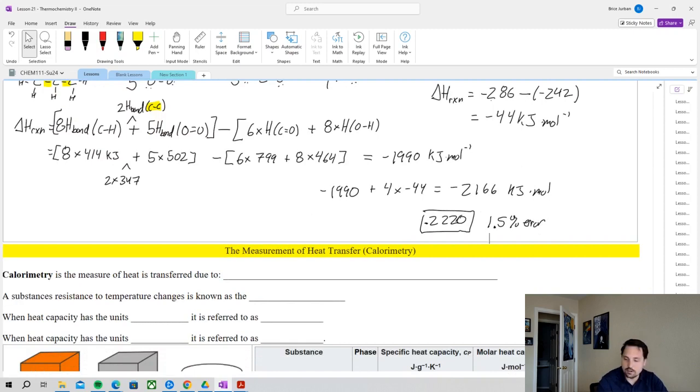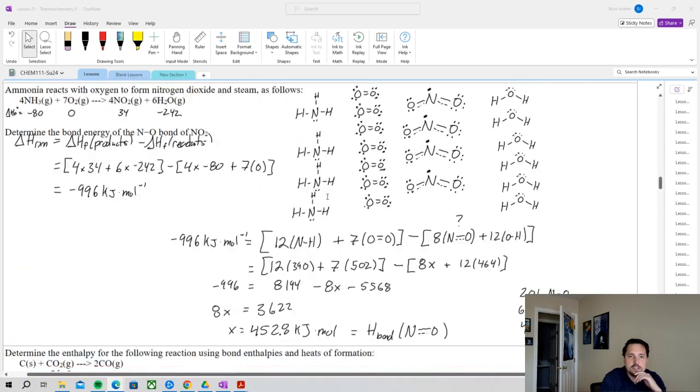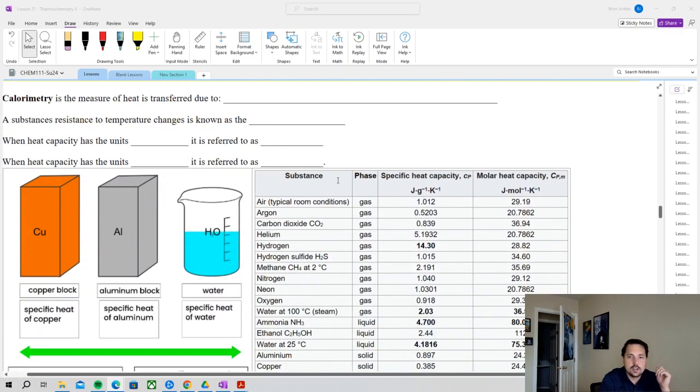Okay, so where are we at right now in our time? I think we are at an hour and 20 minutes. So I'm going to try to go through some of this other stuff fairly quickly. Calorimetry is, I think, an easy concept to understand. This is, I think, the hardest part about chemistry. It's just all this thermochemistry.